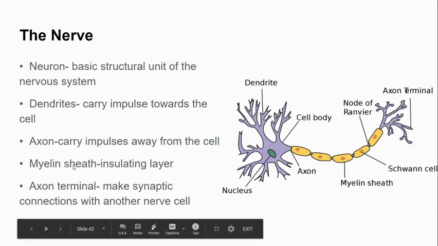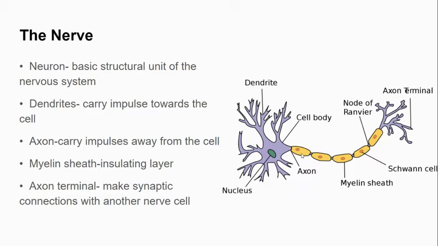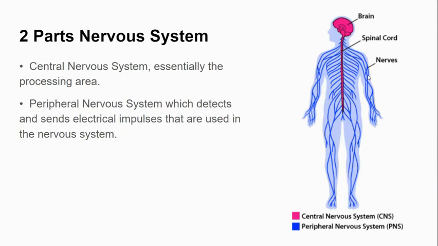And then the myelin sheath is this insulated layer here. What that does is help impulses move quickly and efficiently along the nerve cell. And then it goes through the axon terminal, which makes a synaptic connection with another nerve cell to continue the process of moving the impulse or the information along the nerve.